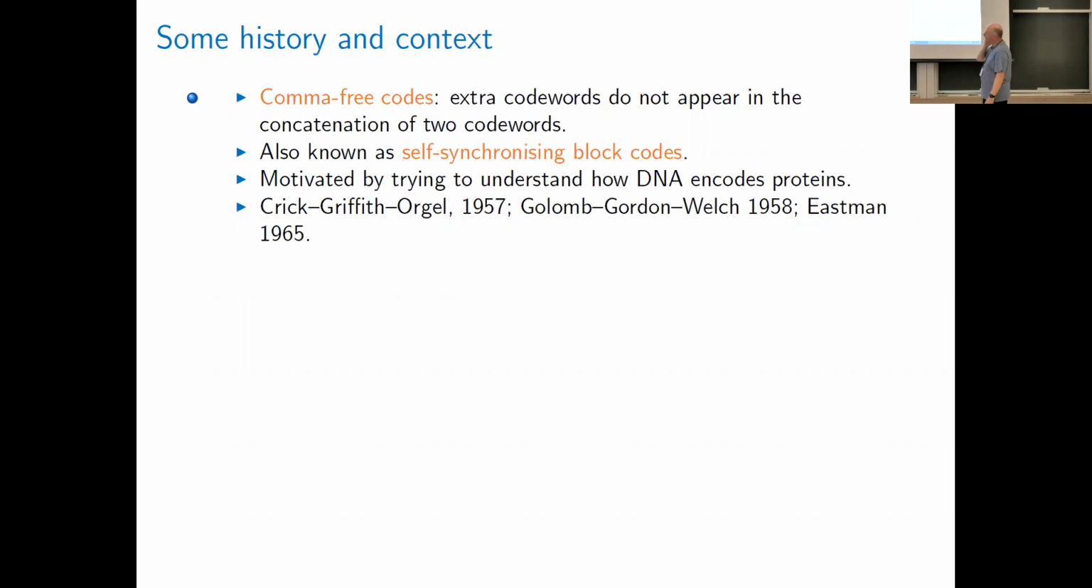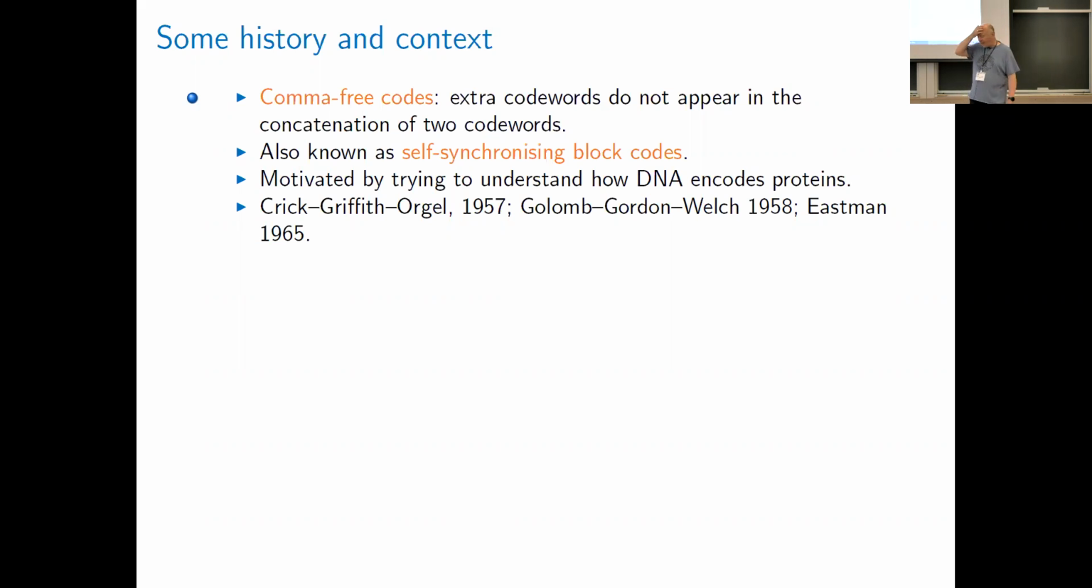In fact, they were originally motivated by trying to understand how DNA encodes proteins. The first paper on this was Crick, Griffiths and Orgel in 1957. That's the famous Crick, Watson and Crick. Golomb, Gordon and Welch had a paper in 1958, a very nice paper. And then there was an amazing paper by Eastman in 1965.